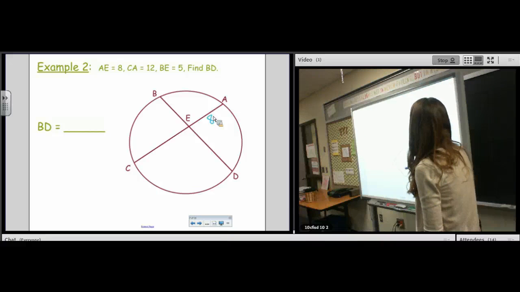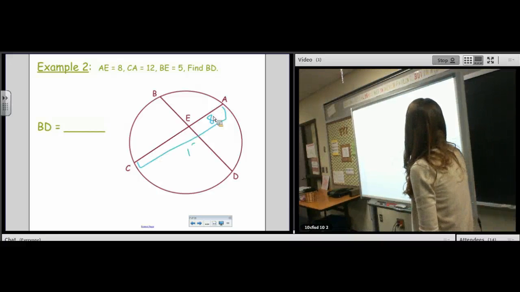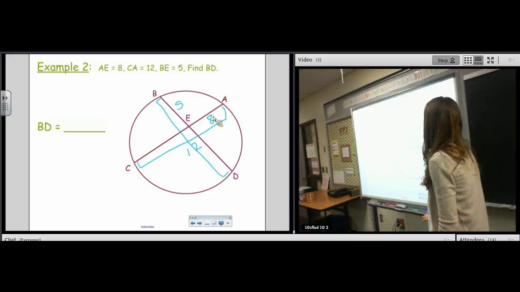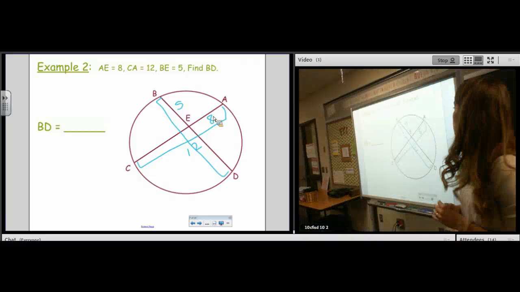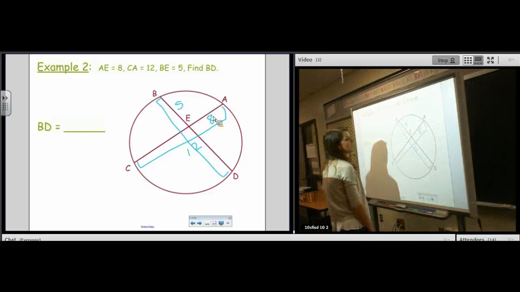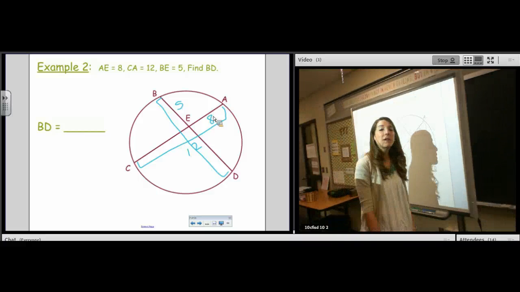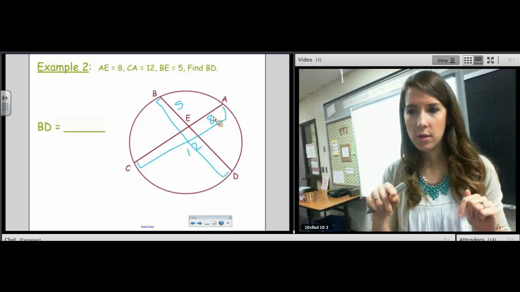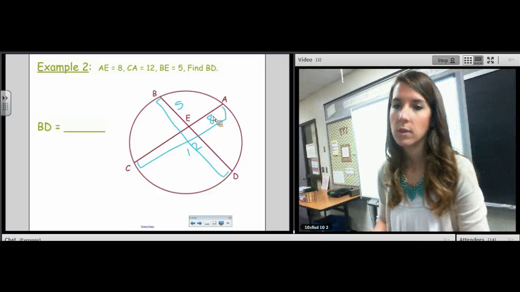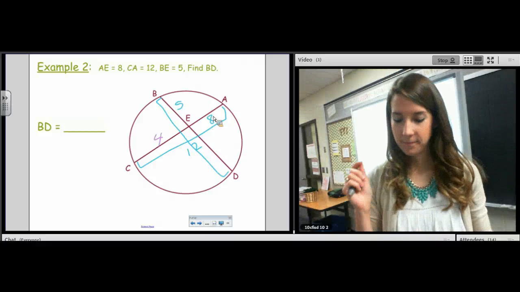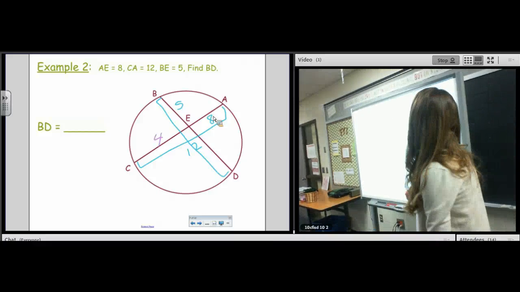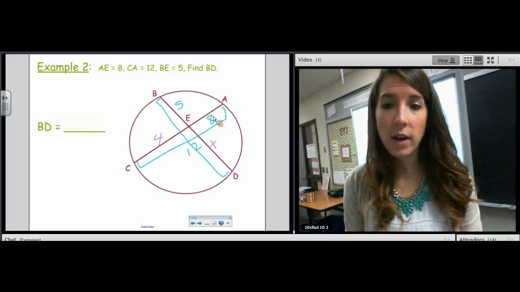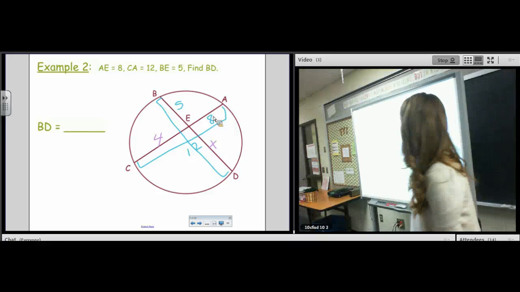AE is 8, CA is 12, BE is 5, find BD. All right, so let's go over it. We know the theorem says the part times the part equals the part times the part. So what we're going to need to do is come up with some parts. The first thing that I would do is take 12 and subtract 8 to get us 4. Not drawn to scale, right? Not drawn to scale. All right, and then when we do our formula, we're going to be finding ED. We're not going to be finding BD, but that's okay because we can just add 5 to it.